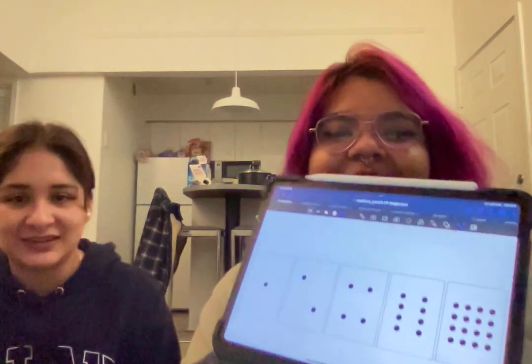Okay. We're going to be learning about binary numbers. So, here's this. What do you notice about these cards? Each card has twice as many dots as the one on the right. Yeah. So like 1, 2, 4, 8, and 16.